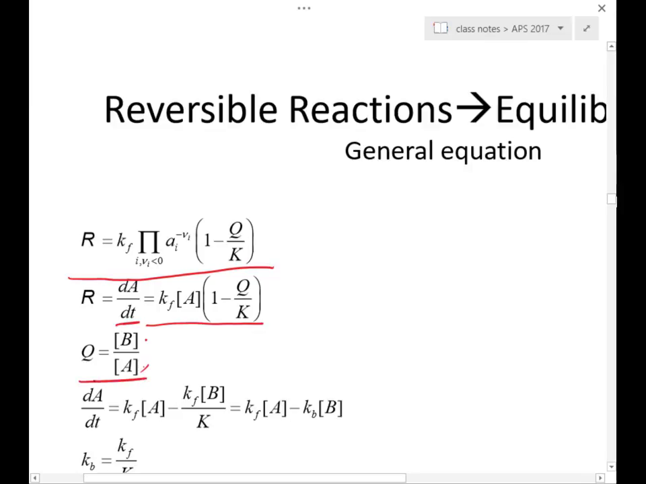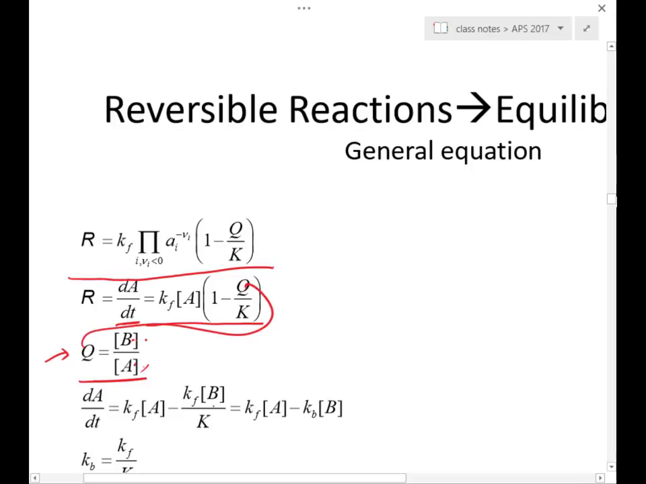And so when we're applying this, we'll be simulating the concentrations of both A and B, or if it's a more complicated reaction, we'll be simulating the concentrations of all of the components. And so we'll simply build up this reaction quotient, we'll calculate it as we go. It's just going to be this ratio.